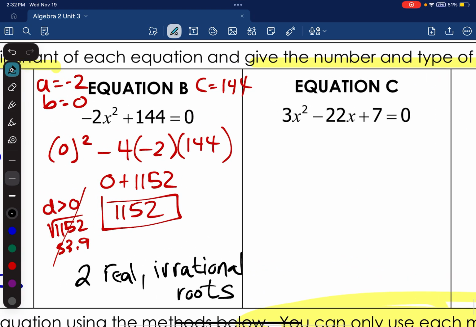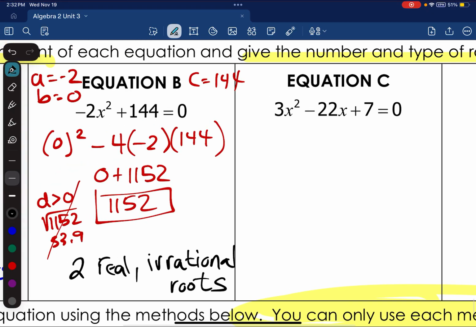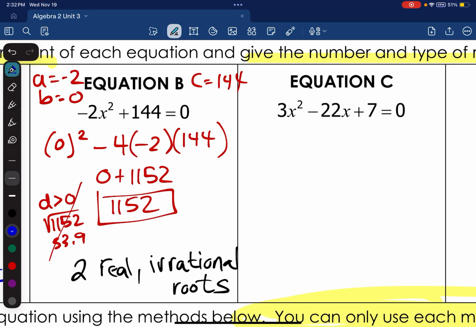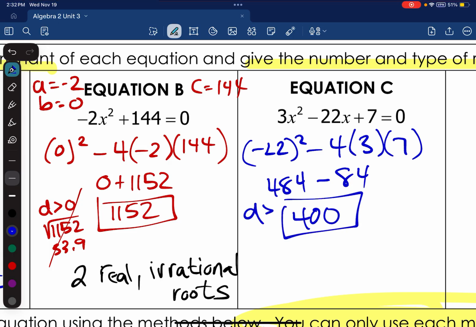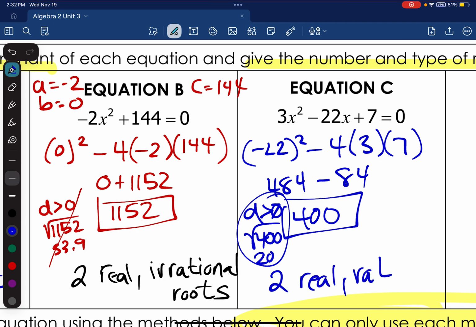Okay, my next one, equation C. Again, we're going to find the discriminant first. So b squared, negative 22 squared, minus 4 times 3 times 7. 22 squared is 484. Minus 84, so this answer is 400. D is greater than 0. And if I take the square root of 400, that is 20. So yes, it is a perfect square. So this one is 2 real rational roots.